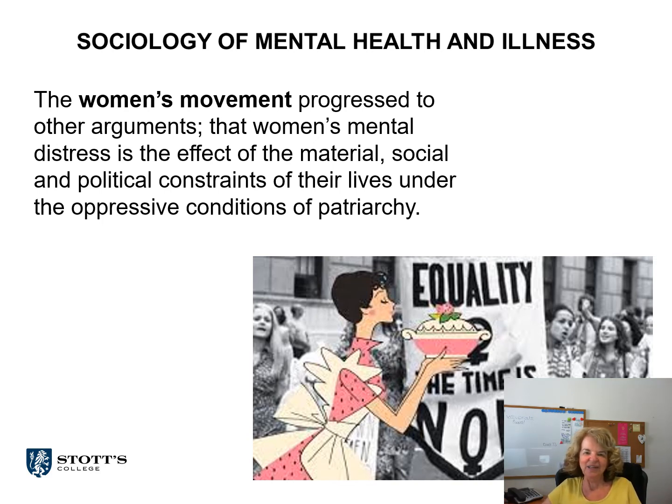So the women's movement, so we're coming back up now to the 1950s, 1960s, and the women's movement was very much an argument to say that a woman's mental distress had nothing to do with their bodily makeup. It was to do with the fact that over the centuries males had always seen them as inferior. So they lived under huge social and political constraints, and they lived under an oppressive condition of what we call patriarchy.